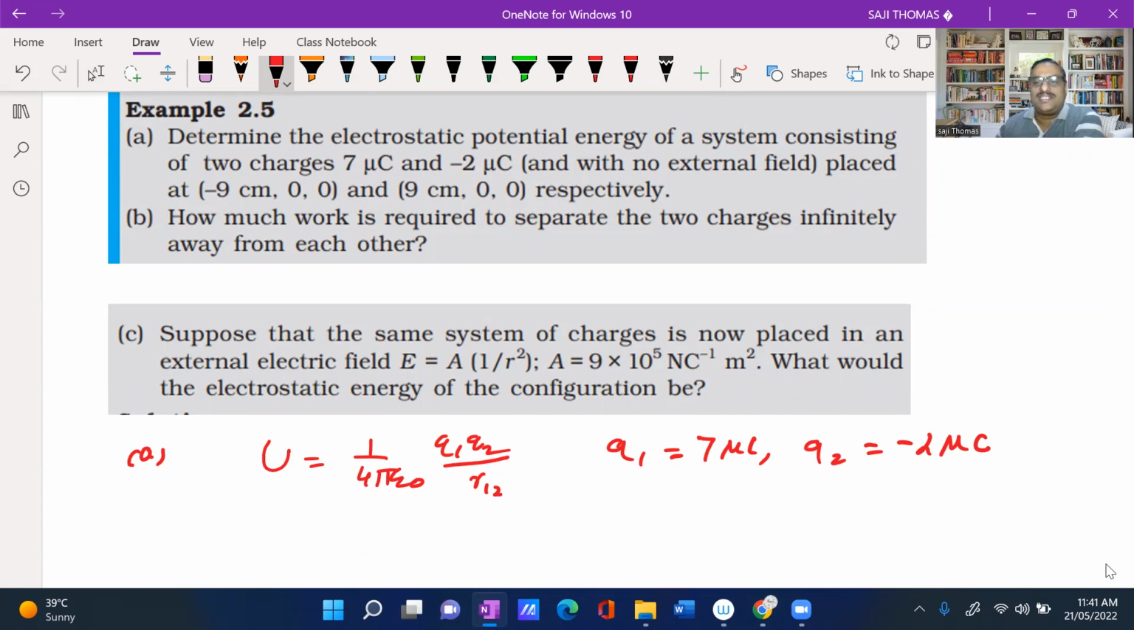Okay. So here Q1 is given, Q2 is given. What is the distance between them? R12. The coordinates are given. For the first charge, the x coordinate is -9. For the second one, x2 is 9 centimeters. So how will you find the distance between them? x2 minus x1. That is 9 minus -9. You know, this is the distance formula. So 18 centimeter. Okay. This will be 18 into 10 raised to -2 in meter.